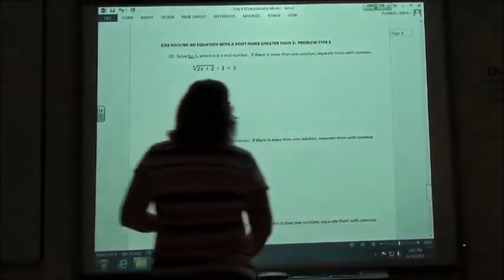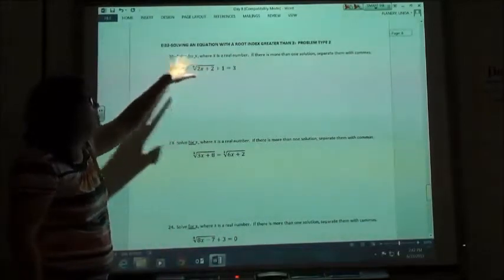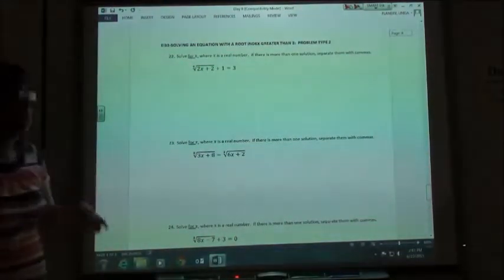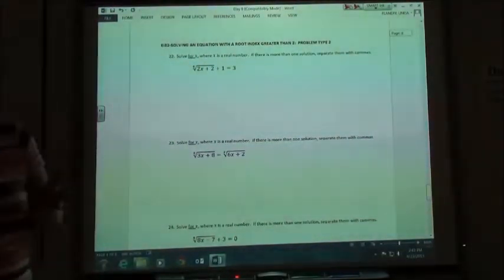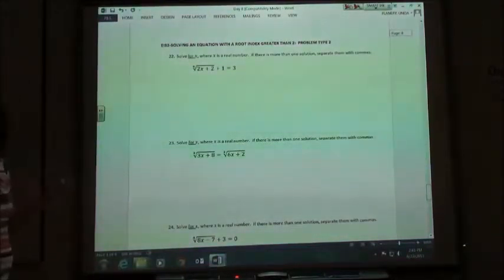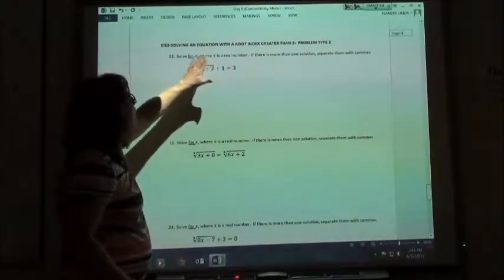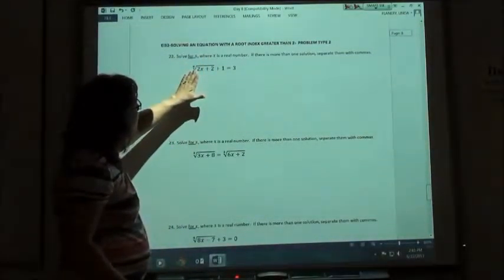And the last three here, solving an equation with a root greater than 2, fourth roots, cubed roots. If it's an even root, you need to check your answer. If it's an odd root, it's not going to matter because the positive and the negative thing don't go into effect like it does when you square a negative, it turns positive. But what we want to do is isolate our radical expression.